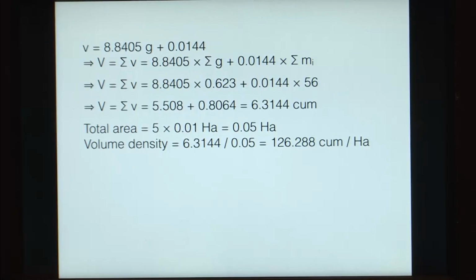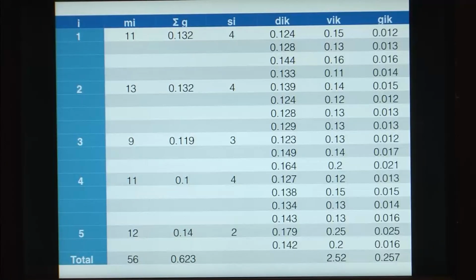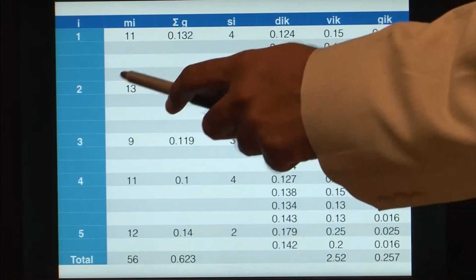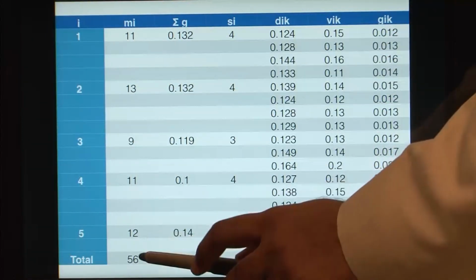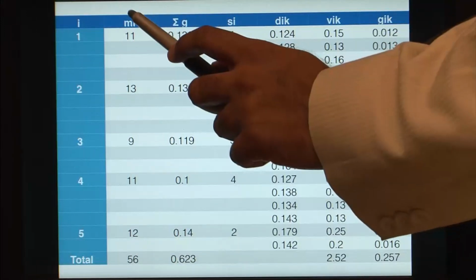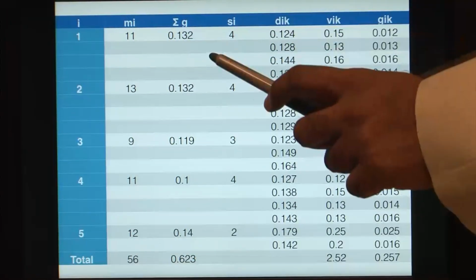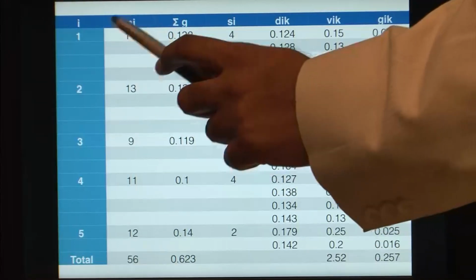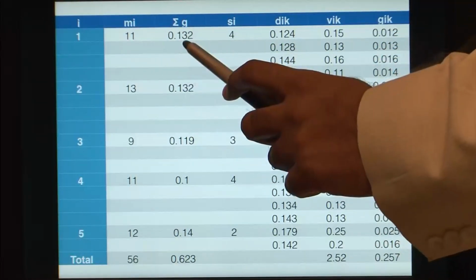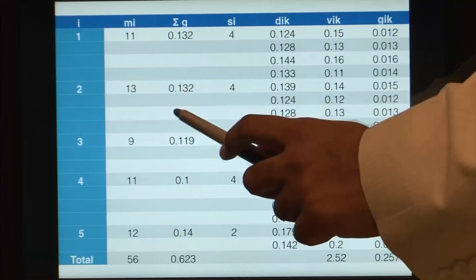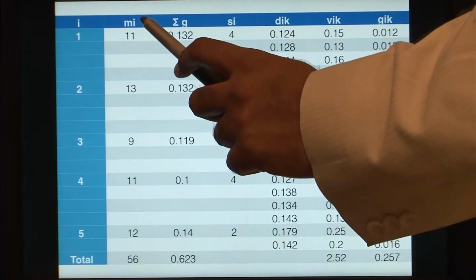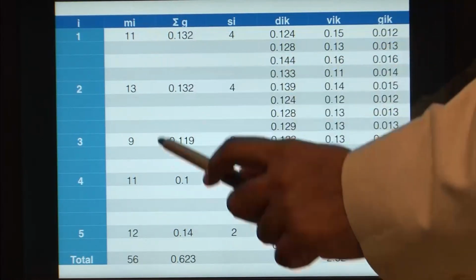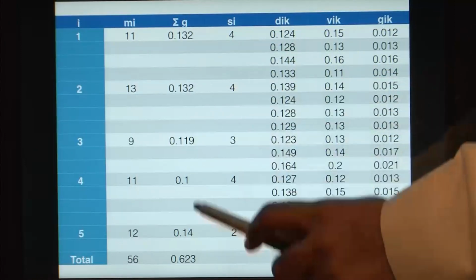Now, if we look back at the question, we were given the number of trees. In the first sample plot we have 11 trees, in the second sample plot we have 13 trees, and so on. We can find the total number of trees by adding up all these trees. Similarly, we are given that for these 11 trees the total basal area is 0.132, for these 13 trees it is again 0.132, for these 9 trees it is 0.119. We get the total basal area for all of these trees by the sum of these values.